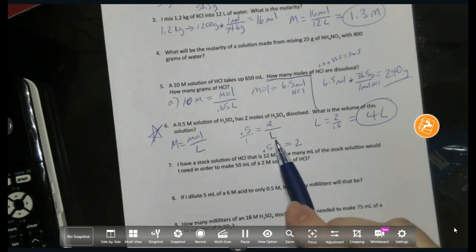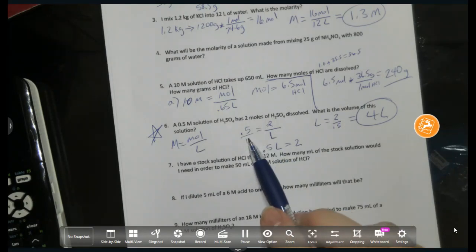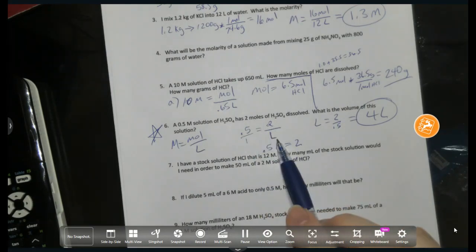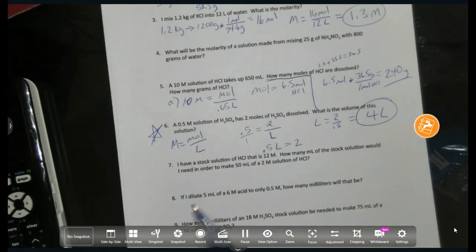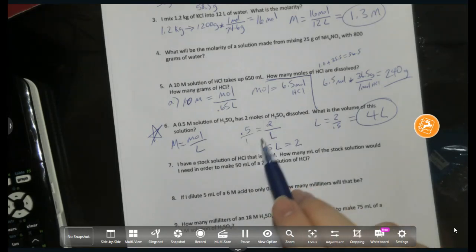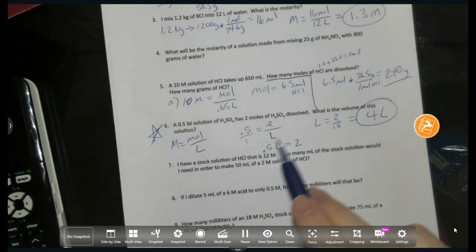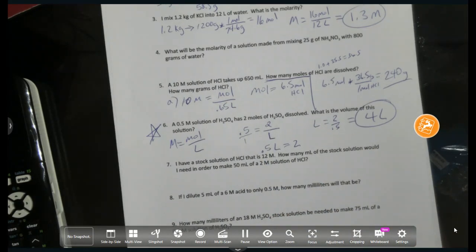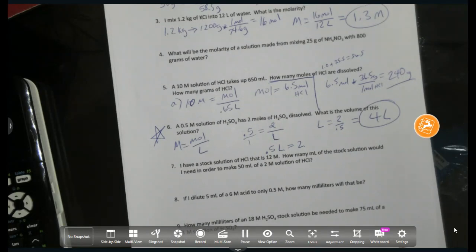What most students do is either divide 0.5 by 2 and leave L in the bottom, or they divide 2 by 0.5 and still leave L in the bottom. So make sure you do that initial cross multiplication when you're solving for a variable. You did this before. This is the same algebra we saw with Charles's law, Gay-Lussac, Avogadro's back in gas law. So just be careful with it.